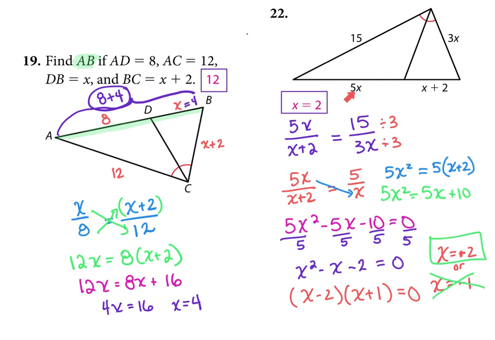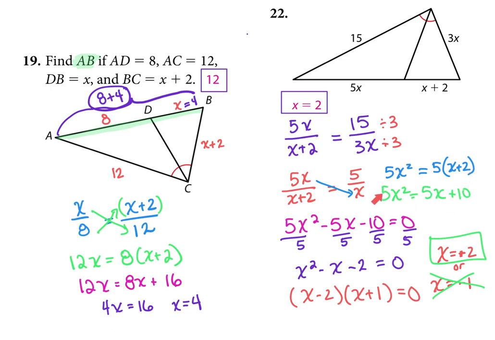I put my numerator as 5X and my denominator is X plus 2, which means my numerator here was 15, my denominator was 3X. I did reduce this, okay, by 3. So I have 5X over X plus 2 equals 5 over X. 5X times X is 5X squared. And then I have 5 times the group, which I distributed. So I have 5X squared equals 5X plus 10.